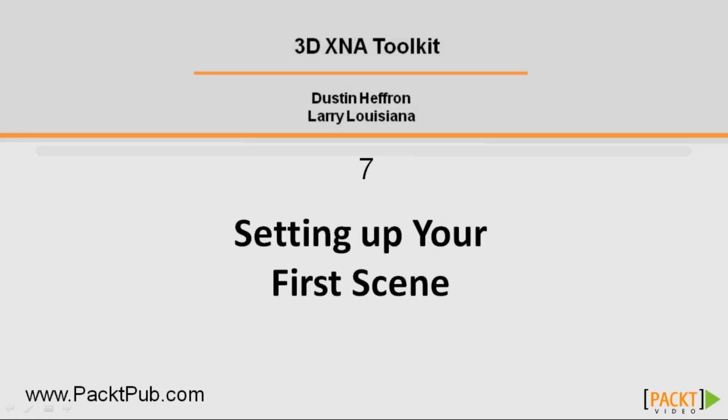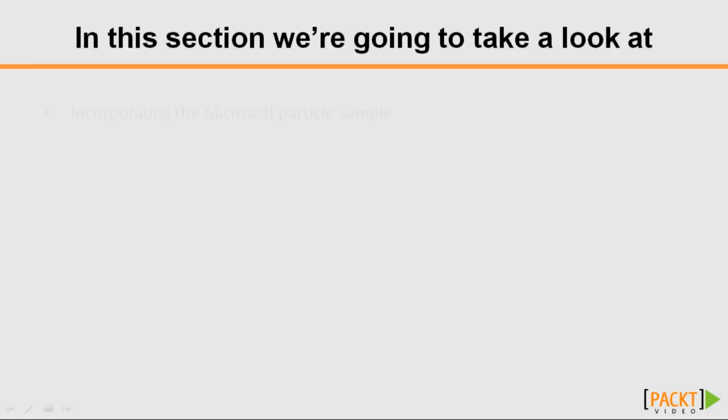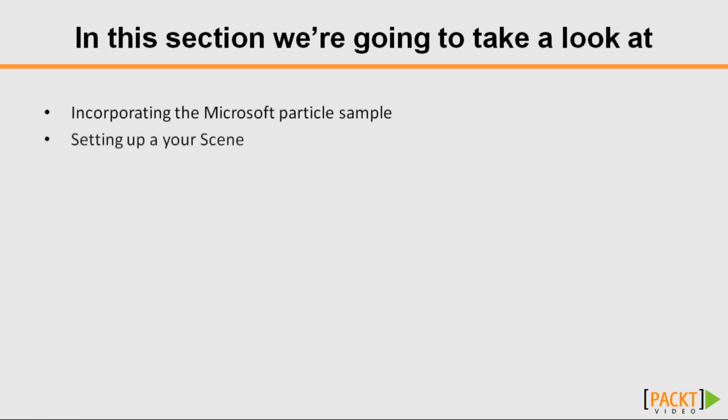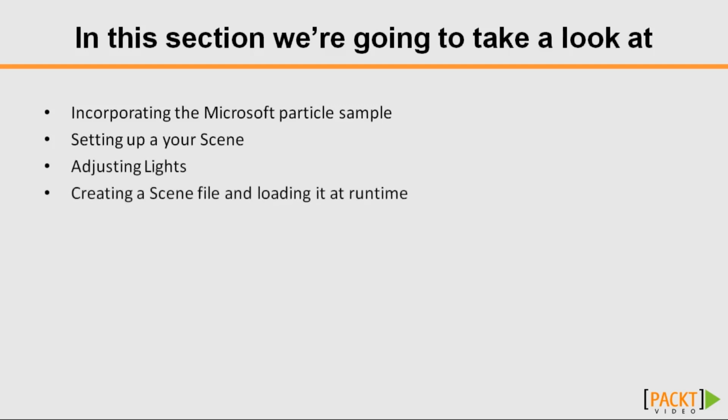In section 7, we're going to set up your first scene. To do that, we are going to need to incorporate the Microsoft particle sample. Then we're going to set up the scene. That includes adding some models. Then we're going to introduce the concept of lighting and put that into our scene. Then we are going to create a scene file and load it at runtime. And finally, we're going to go in and debug the metadata, move some stuff around in our scene, just to give you an idea of how that works.